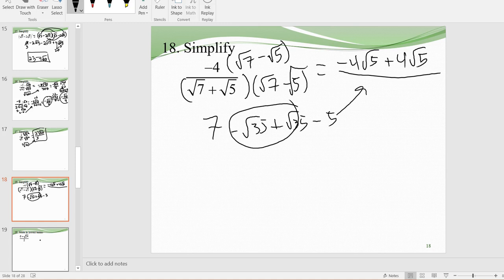7 minus 5 is 2. Please don't leave it like that. 2 divides into both of those 4s, or I could divide the top and bottom by 2, whatever makes more sense to you. So this becomes negative 2 root 5 plus, I messed up somewhere, I should have had a 7, sorry. Negative 2 root 7 plus 2 root 5.